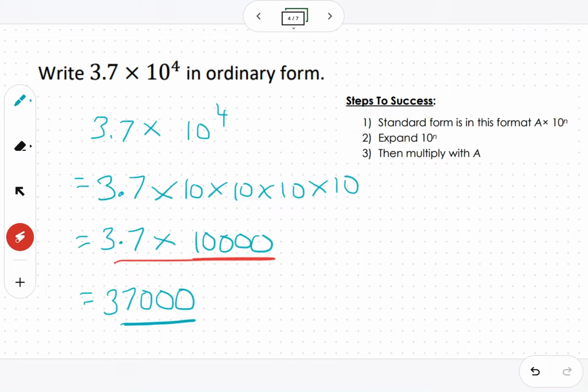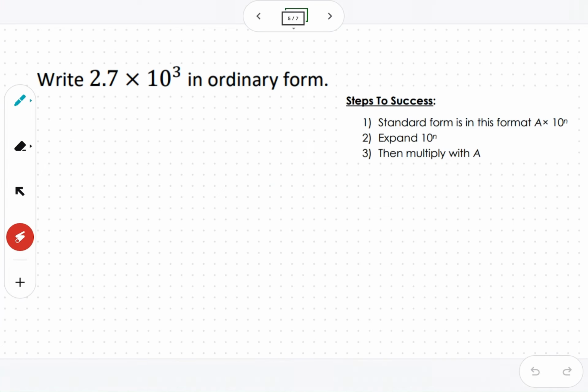We've learned how to do this. I hope you still remember. Just move the decimal point. Okay, another question.